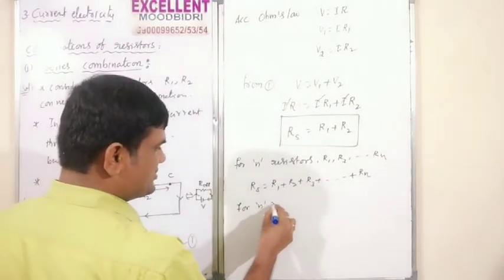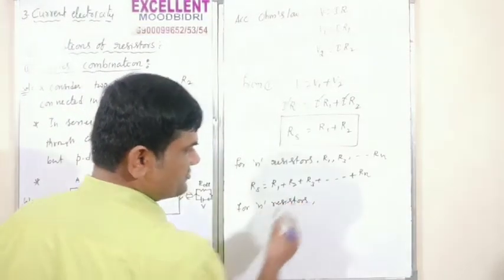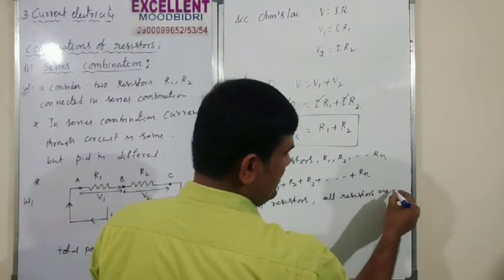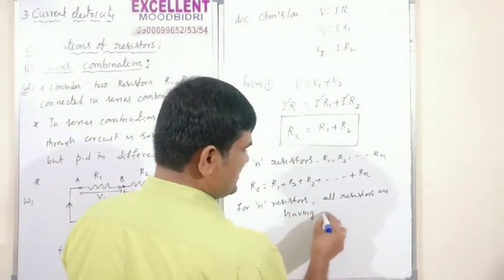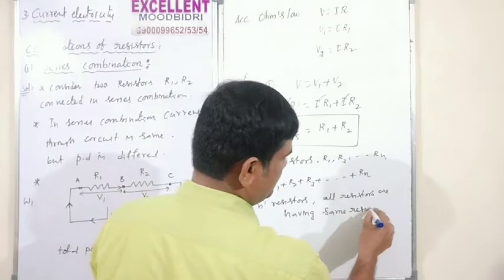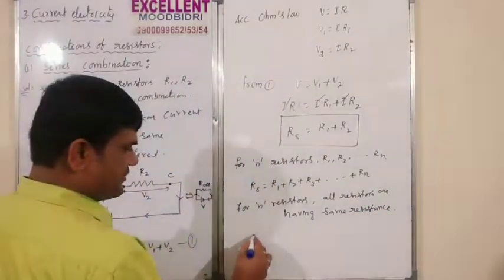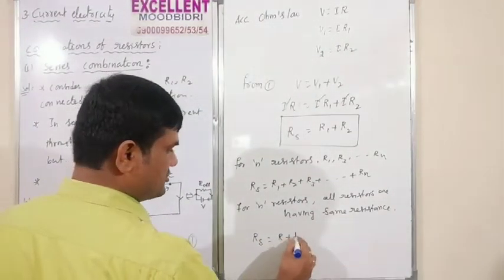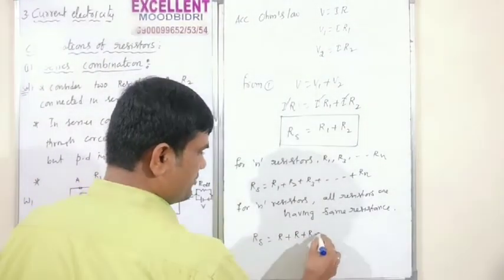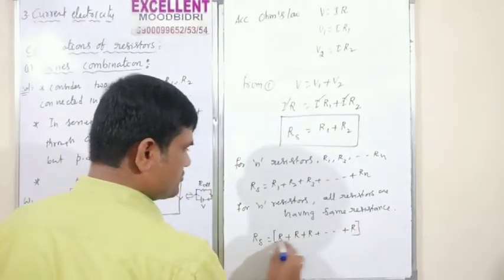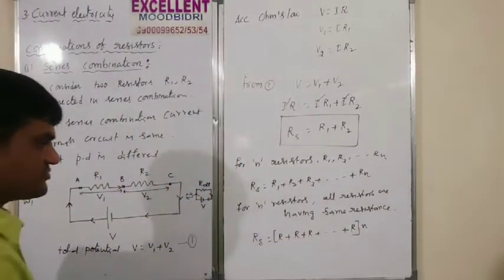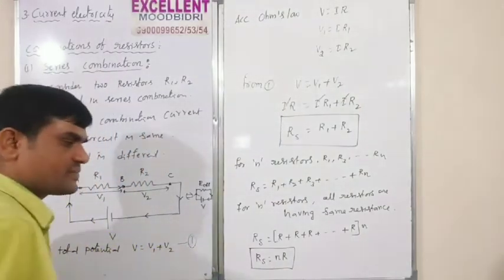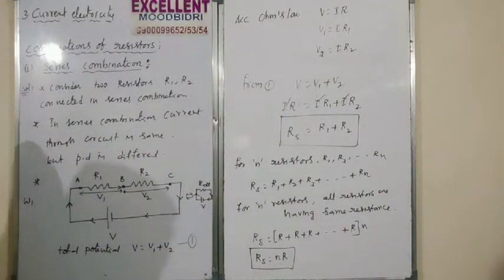For n resistors, all resistors have the same resistance. Then R effective, or R series, is equal to R1 is equal to R, R2 is equal to R, R3 is equal to R, plus so on, Rn also R. How many times? N times. That is why we can write Rs is equal to N into R. Very, very important formula. In series combination, Rs is equal to N into R for equivalent resistance.